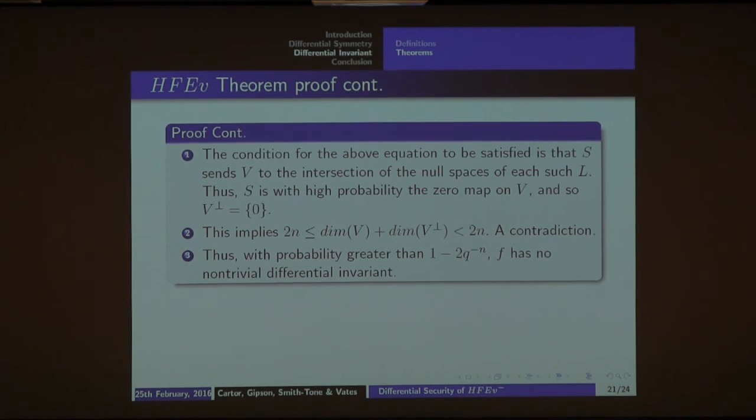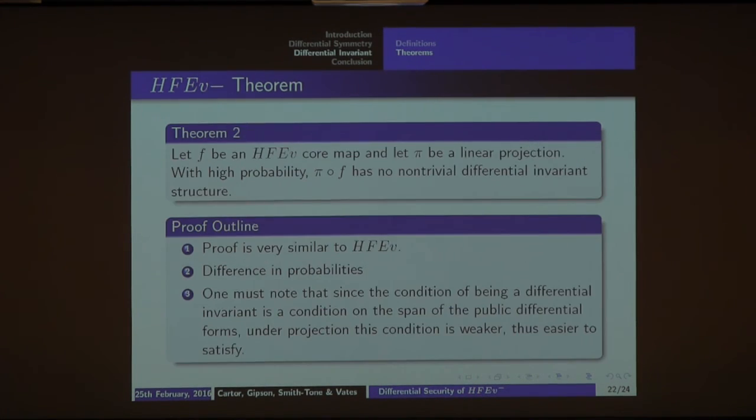So we have proven with probability greater than 1 minus 2 q to the minus n, F has no non-trivial differential invariant. So now we've proven it for the HFEv system. Let's go ahead and move on to the HFEv minus.